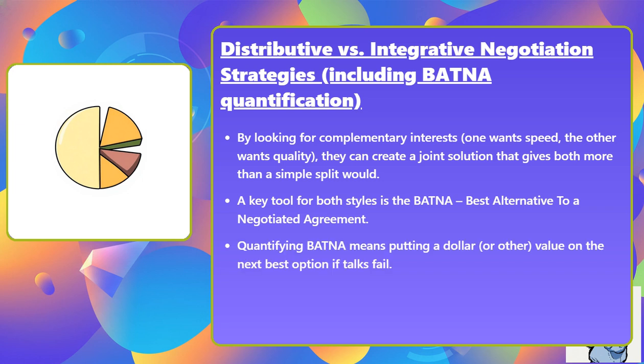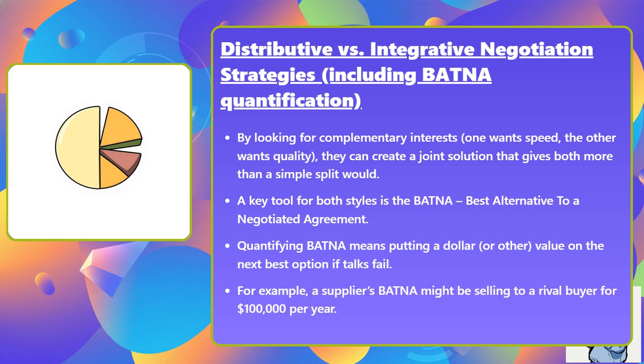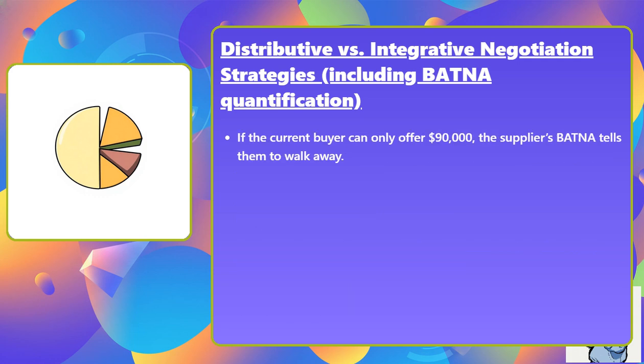Quantifying BATNA means putting a dollar or other value on the next best option if talks fail. For example, a supplier's BATNA might be selling to a rival buyer for $100,000 per year. If the current buyer can only offer $90,000, the supplier's BATNA tells them to walk away.